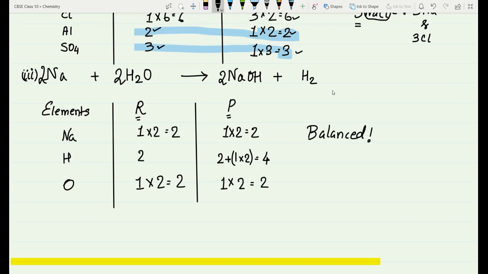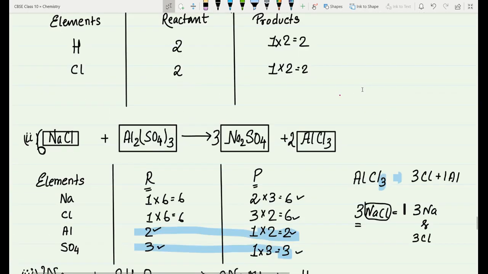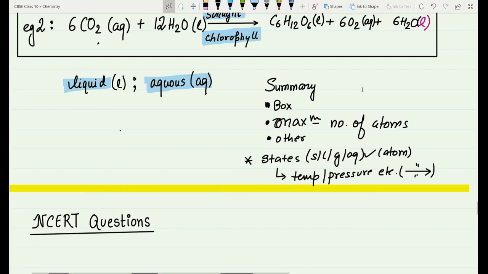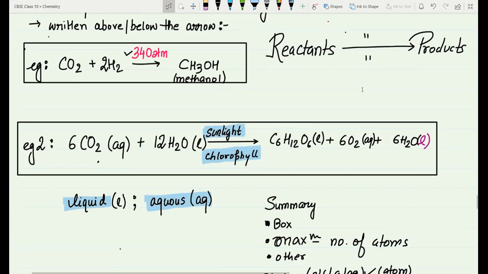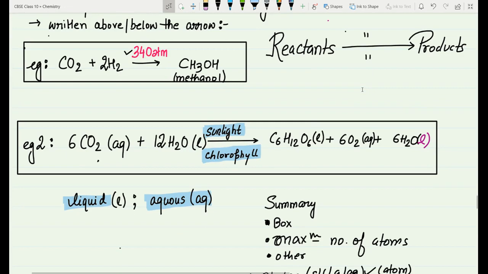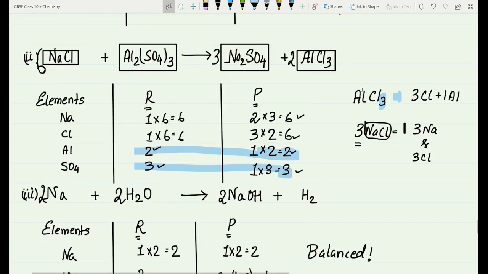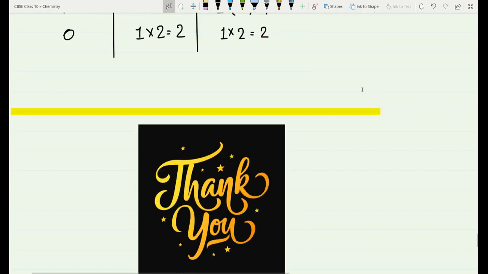So that's all for today. I think you have enjoyed the class. इसमें हम लोग ने एक बार balancing सीखा, उसके बाद we have done numerous examples, 3 examples in which we can balance, and we have also done how we present the state and how we give the details about the temperature, chlorophyll, etc.